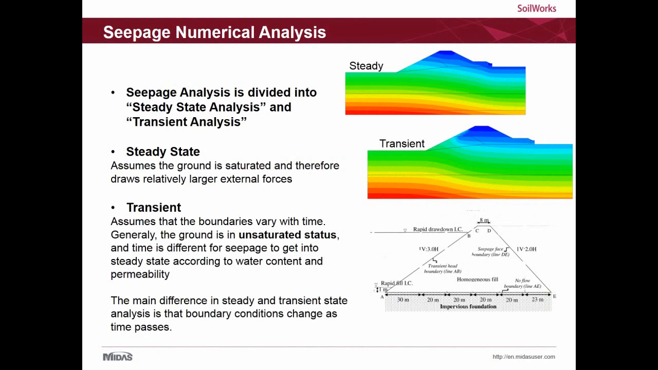Seepage analysis is divided into steady state analysis and transient state analysis. In steady state, it is assumed that the ground is saturated, and as a result, this method draws a relatively large external forces. Whereas in transient, it is assumed that the boundaries vary with time. The ground, as time passes, gets back in unsaturated state. This variation of moisture content and porosity with respect to time is taken care by the transient analysis. So the main difference between steady and transient analysis is nothing but the boundary conditions that change as time passes by.